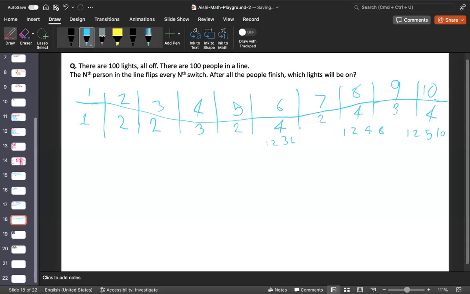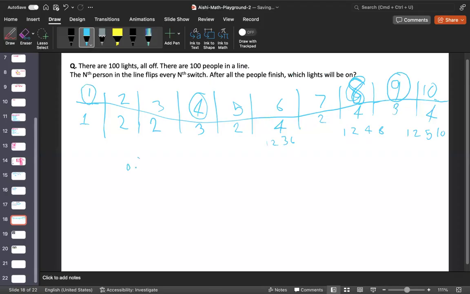So notice how the square numbers like 1, 4, and 9, sorry, not 8, 9, have an odd number of factors. Every other number has an even number of factors. So all of the lights are off right now. So after all the people finish, which lights will be on?